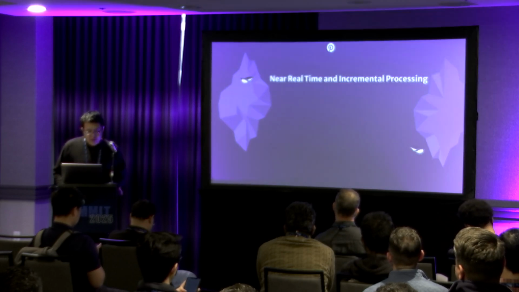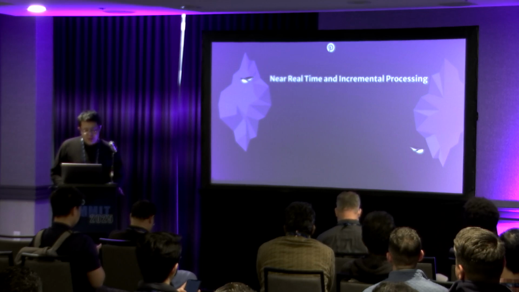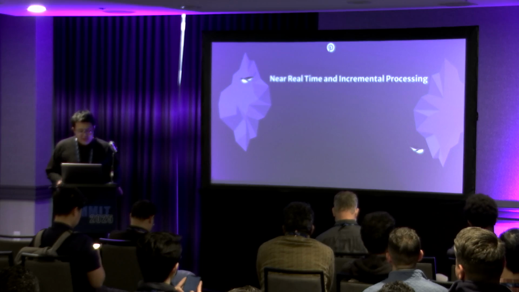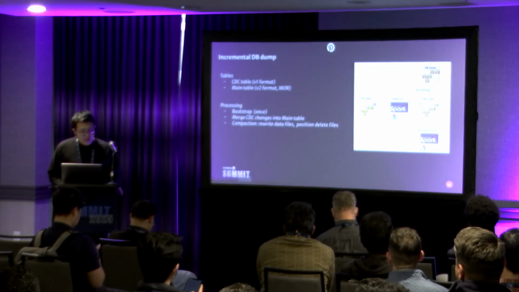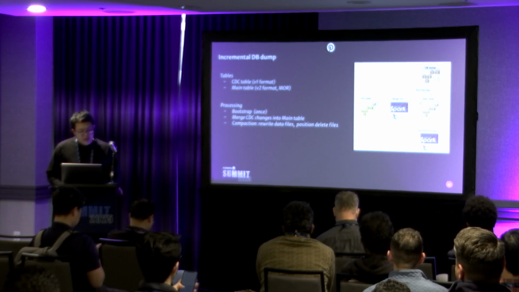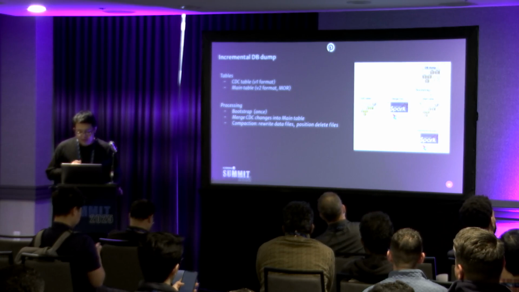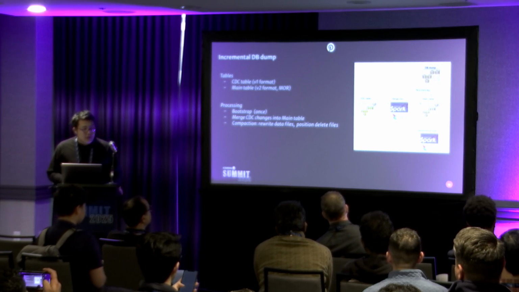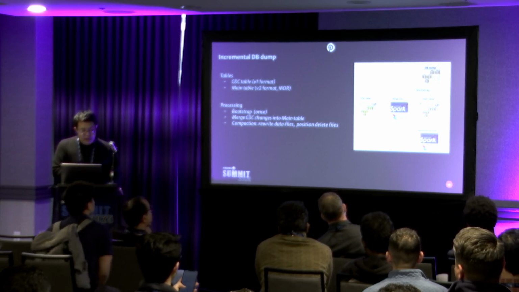Next, let's look at near real-time and incremental processing. Once the data are ingested in Iceberg, we start to process this data. The first type of processing we apply is the incremental DB dump. Remember what we do for the CDC event table: we ingest it to Iceberg. Now we have a couple of Spark SQL queries that do merging, to add the CDC changes to the main table.